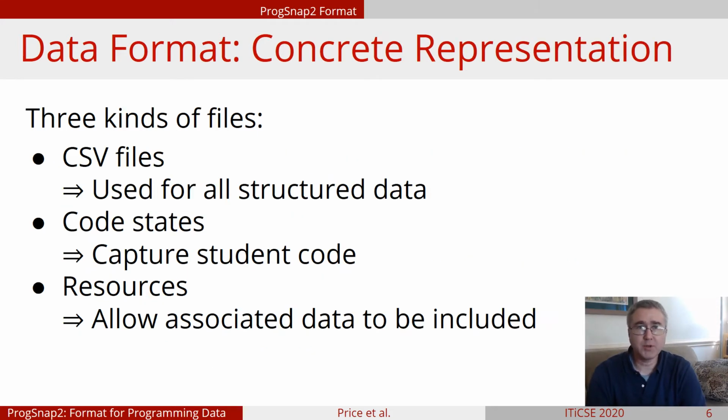A ProgSnap2 dataset includes three types of files. CSV files are used to store all of the structured data in a ProgSnap2 dataset. We chose to use CSV because it can be loaded and analyzed by a wide variety of software tools.